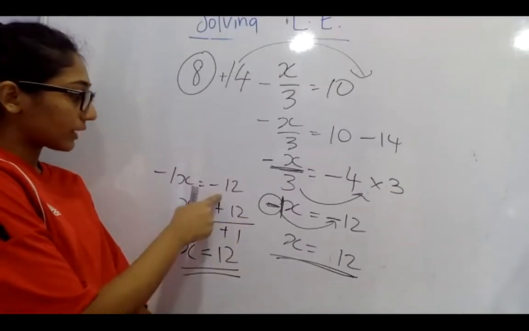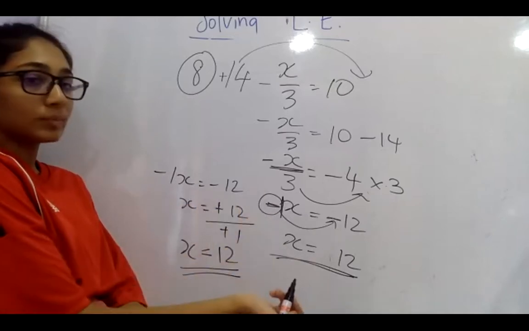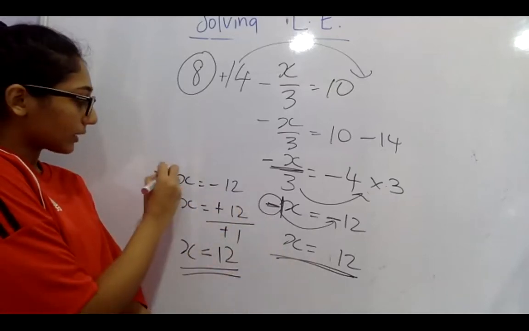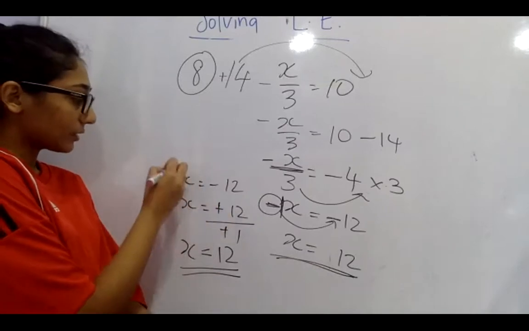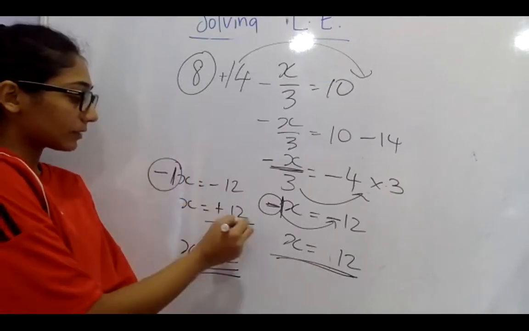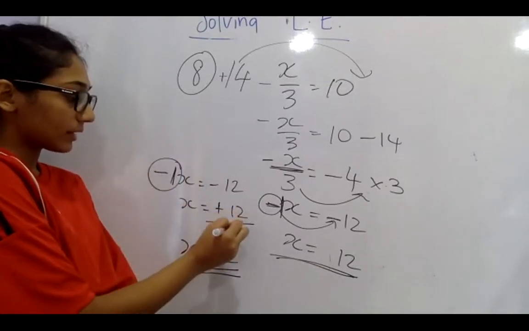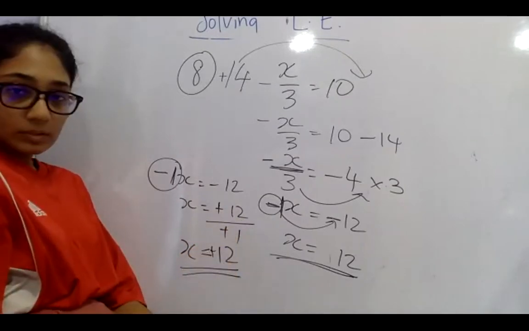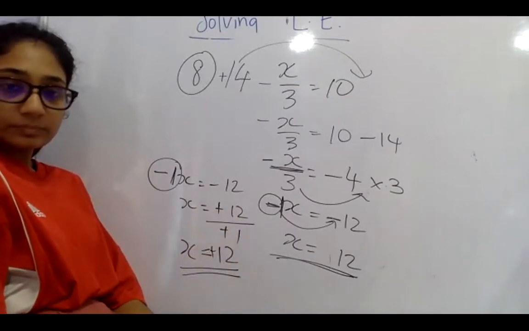So when I move the negative to here, it doesn't change to be a positive, because negative x is negative 1x. So I divide it by negative 1. So negative and negative becomes positive. Okay, sir.